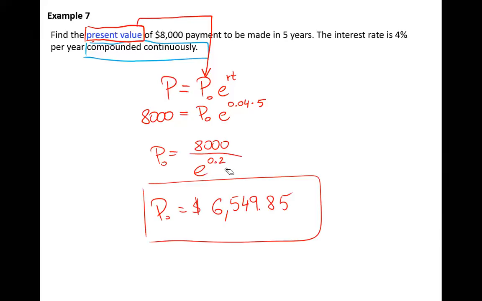That means after 5 years, we didn't double, but we did invest approximately $6,500 to get 8,000 after 5 years. Okay, not bad, 4%. I'm just trying to show you that even if your textbook is using different notation, it doesn't matter. Don't be confused. Always remember that exponential model.